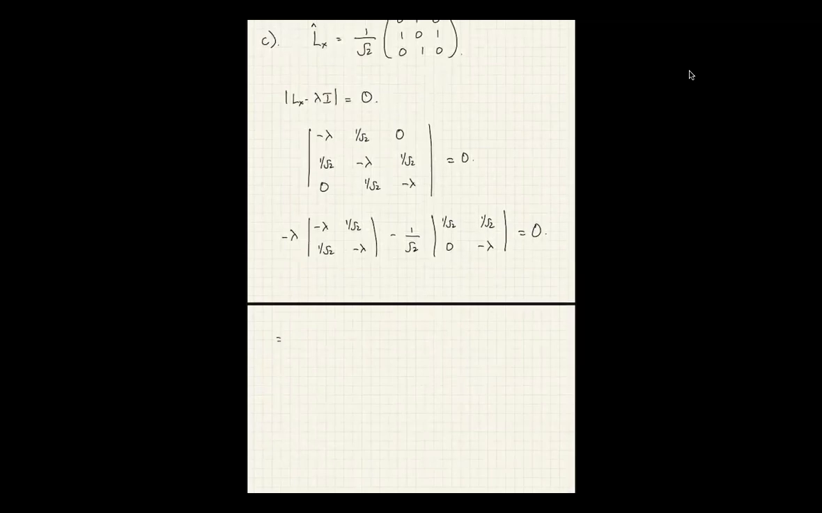The third determinant is equal to 0 because it is multiplied by the number 0. So this is equal to minus lambda times lambda squared minus half, minus 1 over root 2 times minus lambda times 1 over root 2 equals 0. So what is this equal to? This implies that minus lambda cubed plus lambda over 2 plus lambda over 2 equals 0, or lambda cubed minus lambda equals 0. If I take lambda outside, it gives me lambda squared minus 1 equals 0. So the three eigenvalues are lambda equal to 0, plus or minus 1.